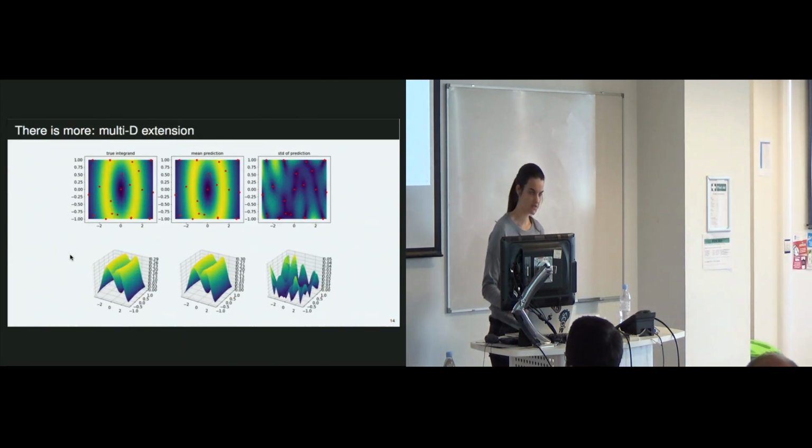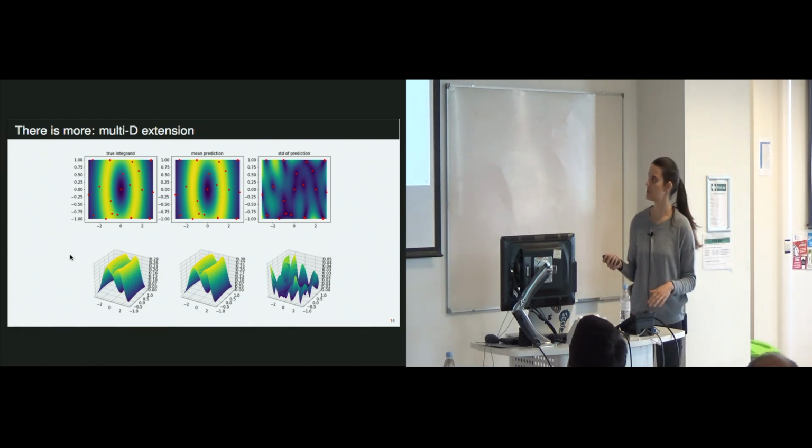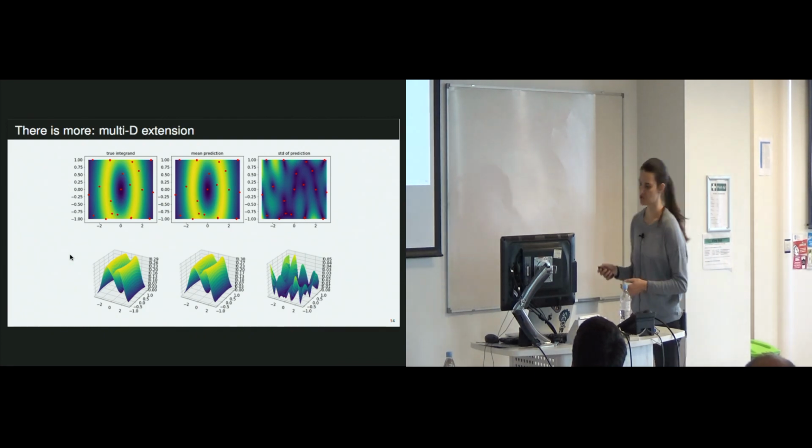Okay, there are certain extensions to this. Obviously, you can do all of this in multiple dimensions as well. This is just an illustration. Here would be the true integrand, the mean prediction of the GP, and the standard deviation. And this is the same thing in a 3D plot. So this is when x, the input, is multi-dimensional. But it's the same thing. You just do GP regression with multi-dimensional inputs.